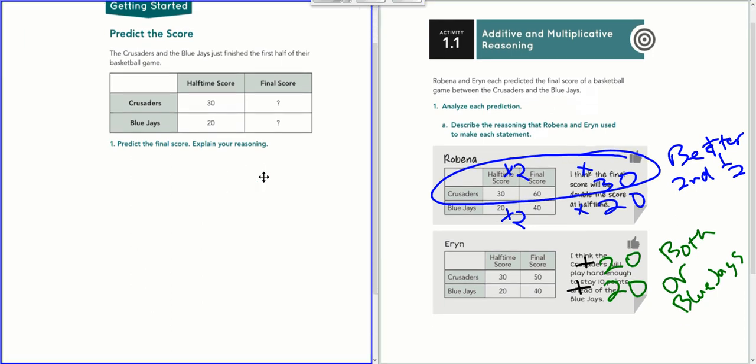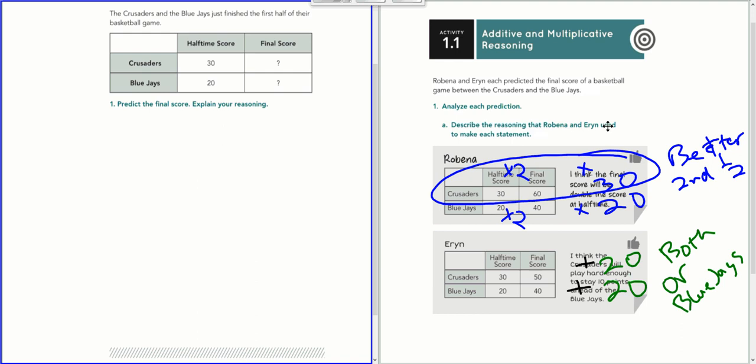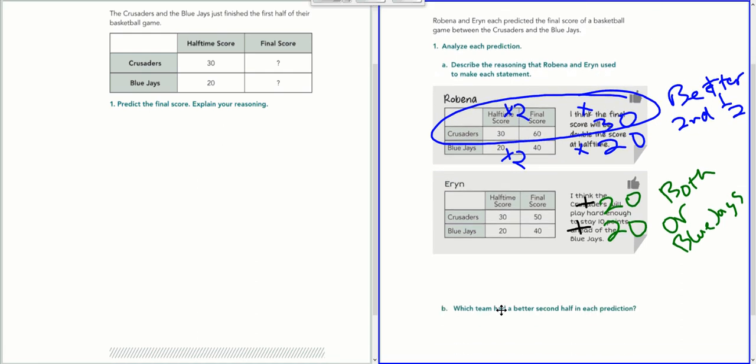You're supposed to predict the score. If this is the halftime score of this game between 2 teams, what's the final score? All right, and then we looked at 2 students' predictions, Robina and Aaron. And we tried to figure out where they were coming from.